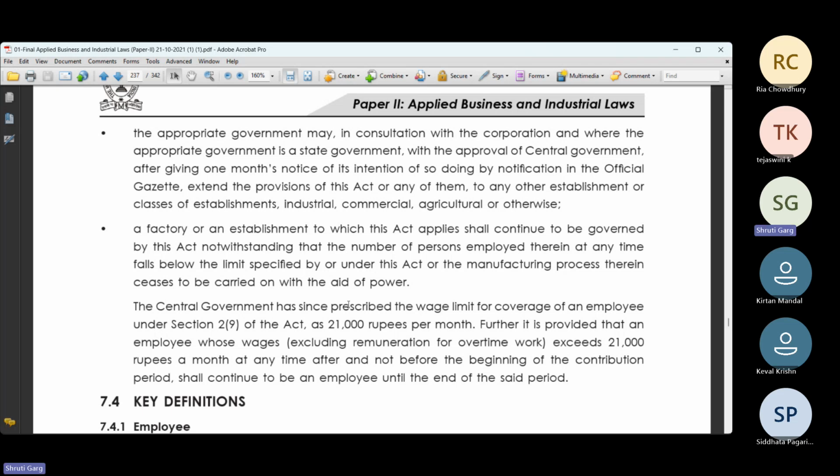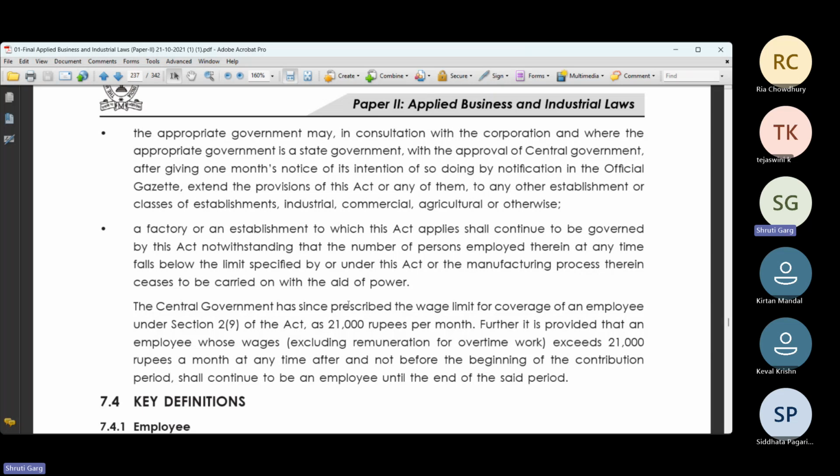Clear? Number two, a factory or an establishment to which this act applies shall continue to be governed by this act, notwithstanding that the number of persons employed therein at any time falls below the limit specified by or under this act, or the manufacturing process therein ceases to be carried on with the aid of power. Not understood? Okay, let's start again.